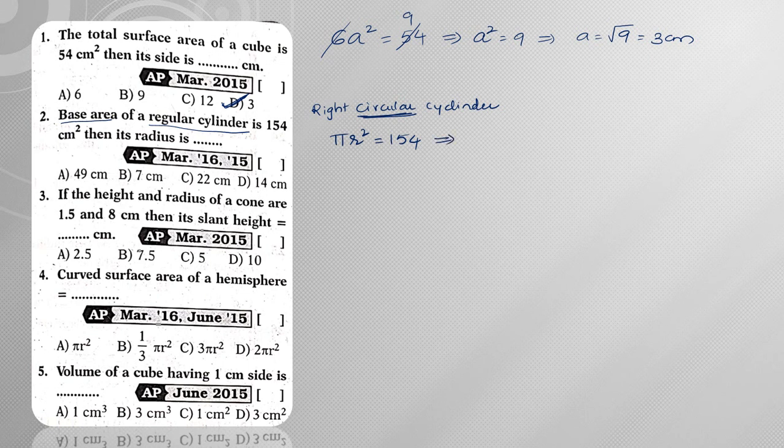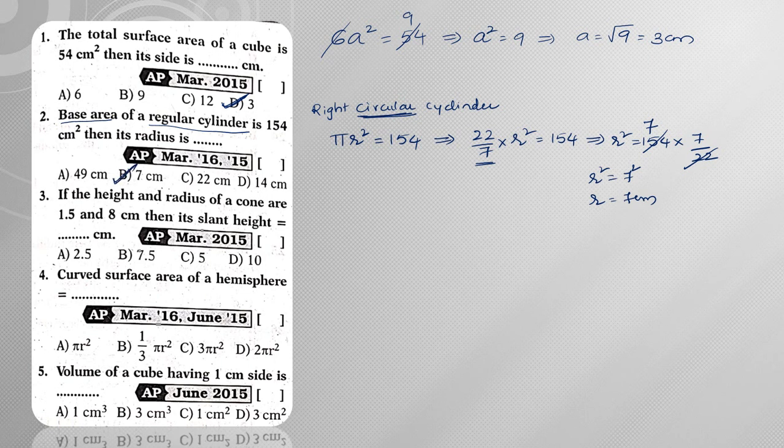From this, pi r square is equal to 154. Pi can be written as 22 by 7, so 22 by 7 into r square is equal to 154. So r square is 154 into 7 by 22, when you transpose. Now clearly in the 22 table, this can be cancelled 7 times. So r square is equal to 7 square, so clearly r is equal to 7 centimeters. Hence the answer is 7 centimeters.